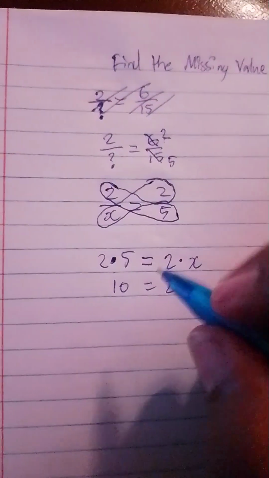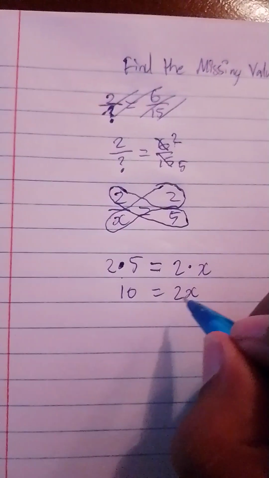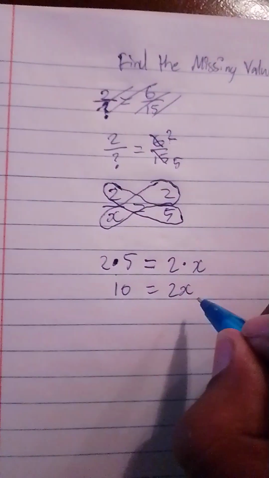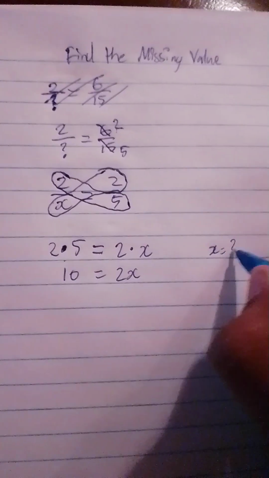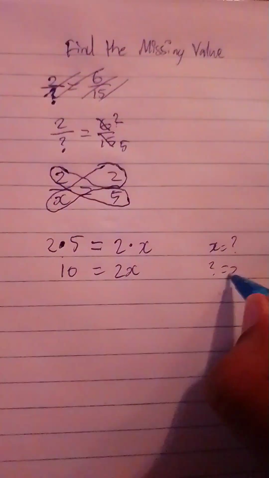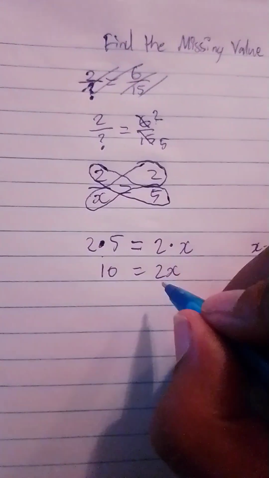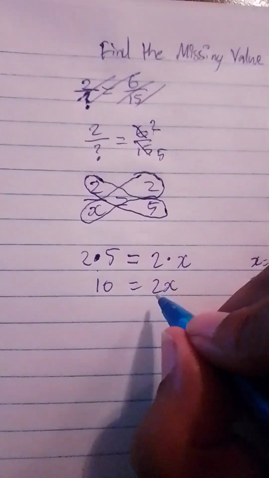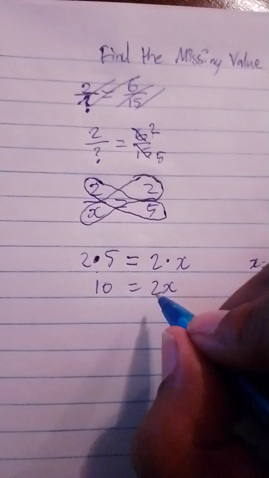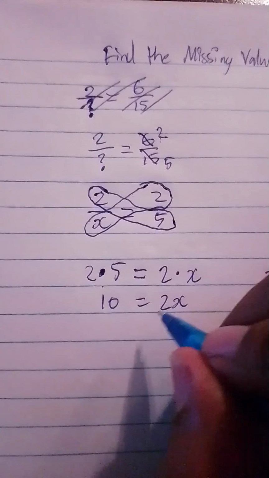Alright, now I need to figure out what x is. In order to get rid of this 2, because I need x to be by itself, I need to say either x equals something or something equals x. Right now x is on the right side, so I need something equals x, some sort of number that equals x. Because this is in actuality 2 times x, I need to do the opposite of multiplication. The opposite of multiplication is division.